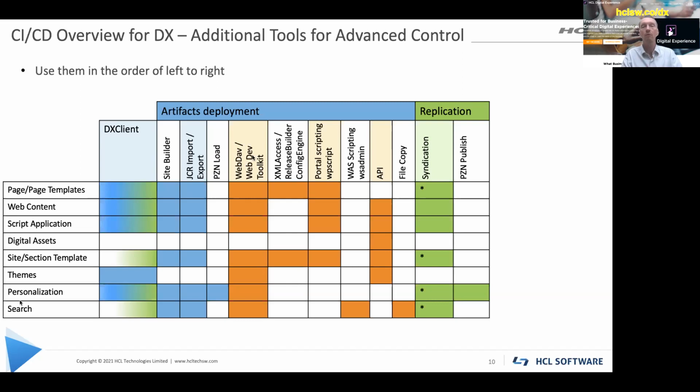Then the next part is we have other tools that allow you advanced control. I'm going to walk through those tools a little bit later on, but we have tools with WebDAV control, XML access, portal scripting, WAS scripting, APIs, of course, and even file copy. And if you look at, for example, the digital assets today, the way to manage the digital assets is with the APIs. But of course, we'll make sure that we make it simpler for you to manage those as well.